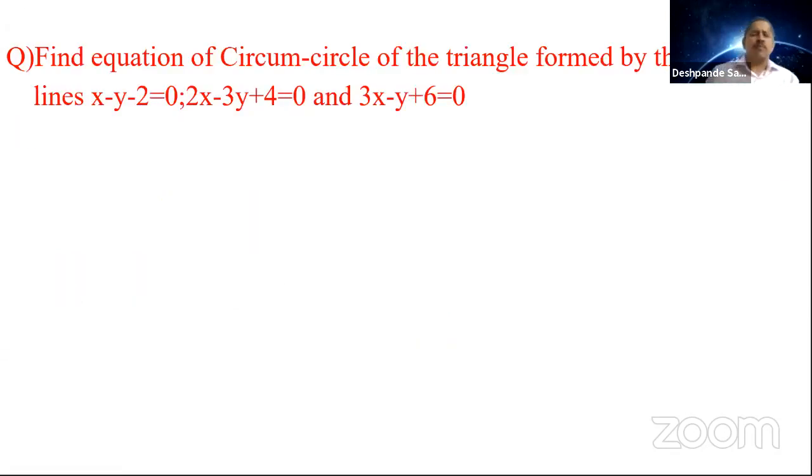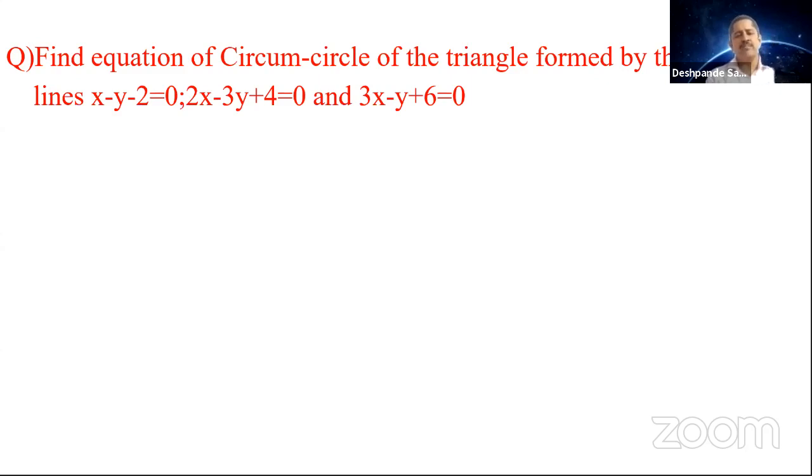So let us take another problem of this kind. This is also one of the problems generally asked in the examination. Find the equation of the circumcircle of the triangle formed by the straight lines x minus y minus 2 is equal to 0, 2x minus 3y plus 4 is equal to 0, 3x minus y plus 6 is equal to 0.